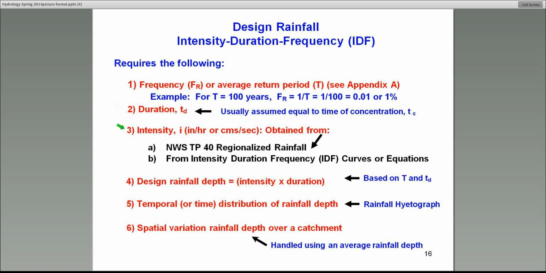The next thing, of course, the SCS, by the way, all specifies a 24-hour rainfall storm. They specify that storm duration, and that's what they want you to use. I will talk to you later about it when we get to that method.